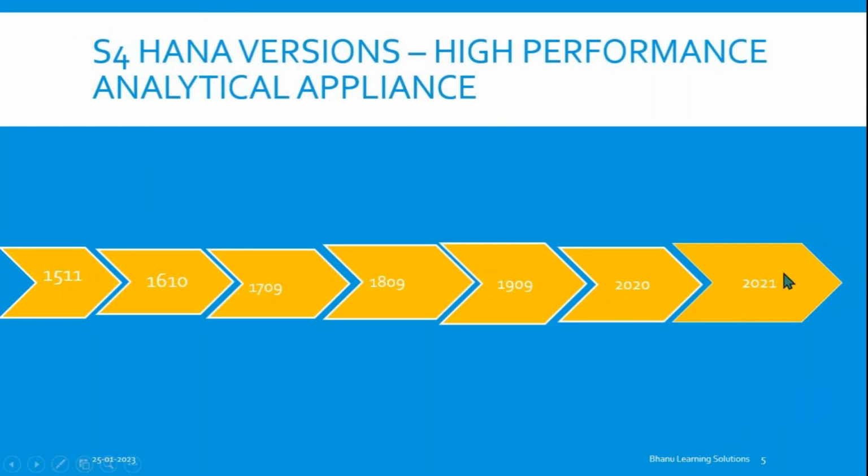Now we will be learning this application. If you see this, the first two digits talk about the year and the month. In 2015 November, the first release came. In 2016 October it came. Then 2017 September, 2018 September, 2019 September, then 2020, 2021. These are the different versions available, like I mentioned with mobile versions.